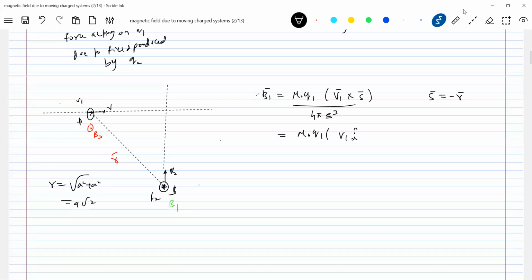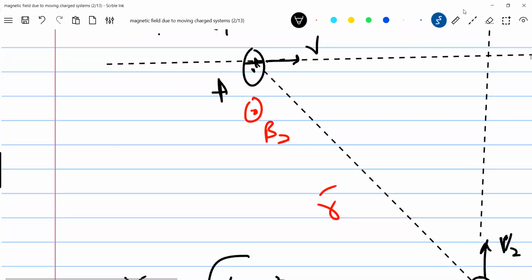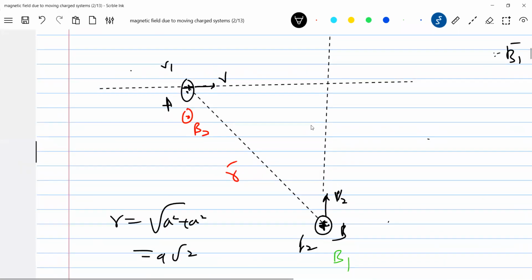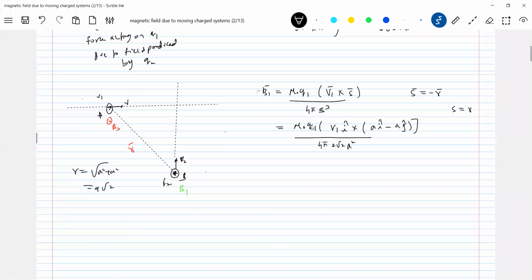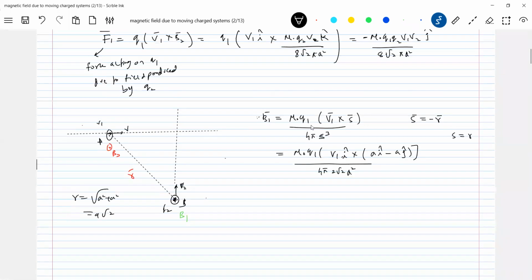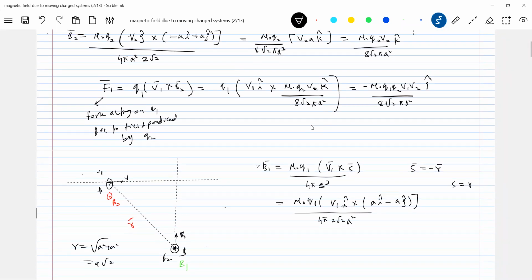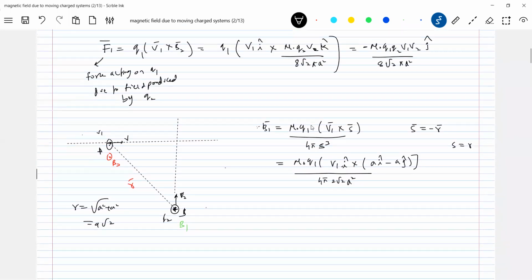So V1 I cap cross, this should be minus A I cap plus A I cap minus A J cap, divided by 4 pi. In fact, S is equal to R, no? S is equal to R. So same, 2 root 2 A cube, two root 2 A cube.